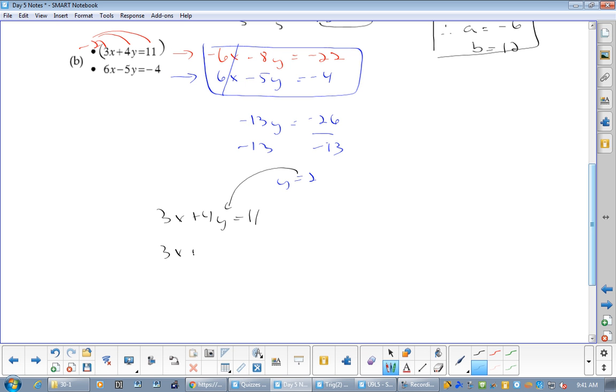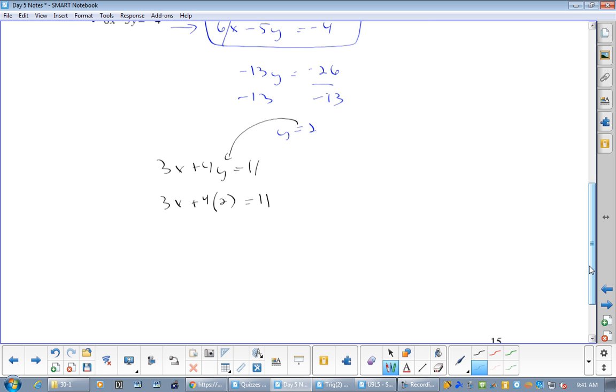So 3x plus 4 times (2) equals 11. And you see, I always substitute with brackets, and that gives me my heads up when I come back to check it over that I know I did my substitution. So that's 3x plus 8 equals 11. Minus 8, 3x equals 3, divided by 3, x equals 1. Okay, so for this one, x equals 1, y equals 2.